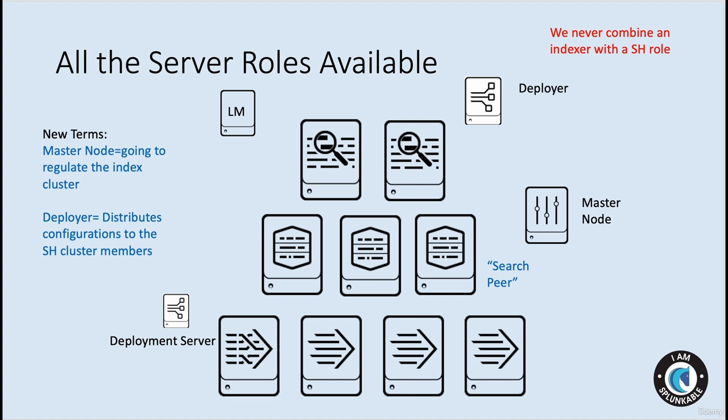Moving into this slide, we might be introducing some new terminology for server roles that you haven't heard of before. Starting at the top, we have our license master, and this is basically going to keep track of your license using statistics. It's going to allocate the license that you've purchased with Splunk, and configure and manage your license usage across all of your instances. You only need one license master for your deployment.